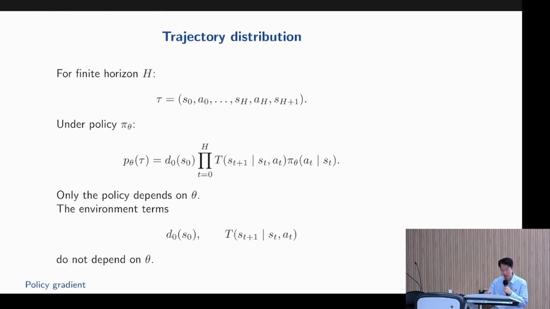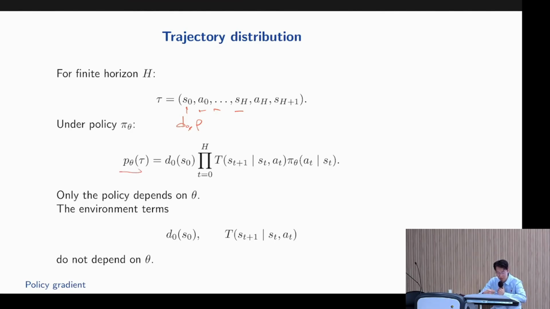What is a trajectory? Starting from some initial state, s0 (some papers use rho), action, next state, etc. So we already talked about, we defined this already in the first RL lecture. How do we define the probability of a trajectory?